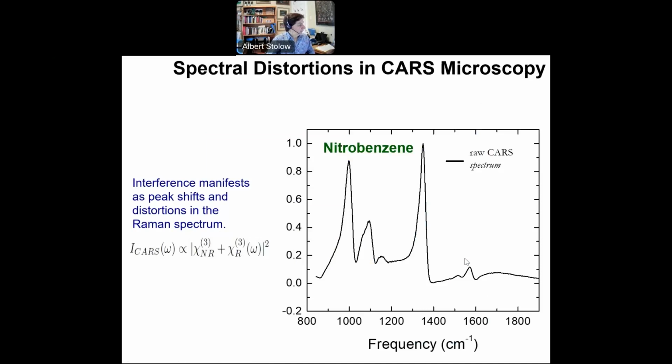It also means that this interference between these resonant and non-resonant terms gives you funny line shapes. So here's a molecule of nitrobenzene. This is the Carr spectrum. What I can show you is that the peaks are in the wrong place. They're shifted from where they should be according to the true Raman spectrum. And this has to do with this interference effect. So that's a pain. This Carr's microscopy idea sounds nice, but there are distortions that are associated with it.